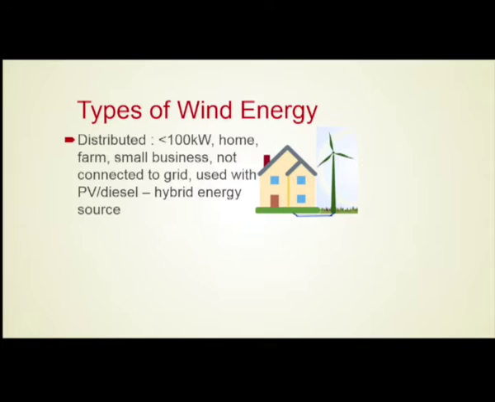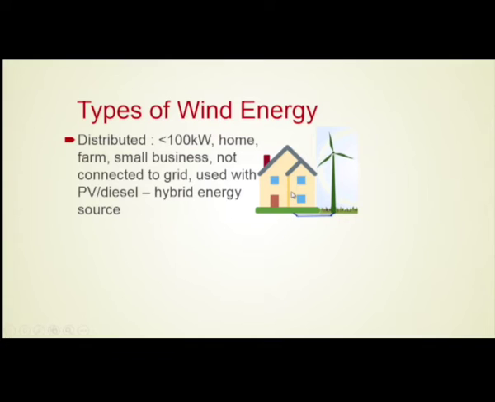If the energy generated from the wind is not sufficient, we can use it with the photovoltaic panel and diesel, then it will be a hybrid energy source. So distributed energy source means we can say the wind energy is completely used by the home, it is not connected to the grid.